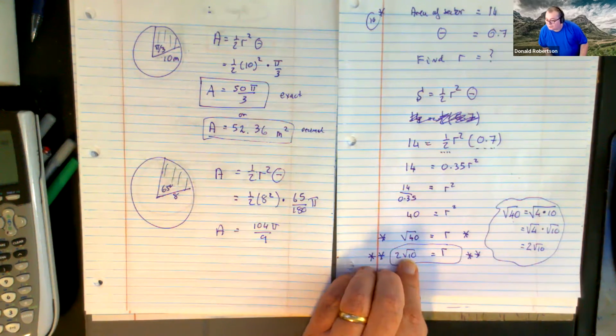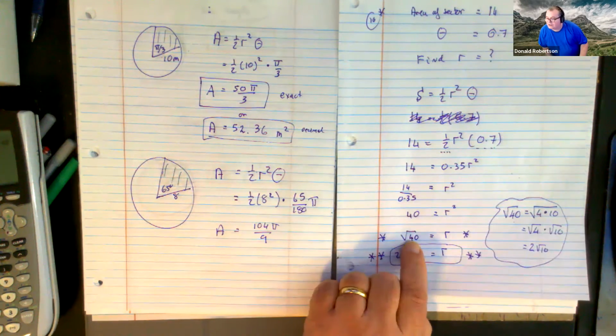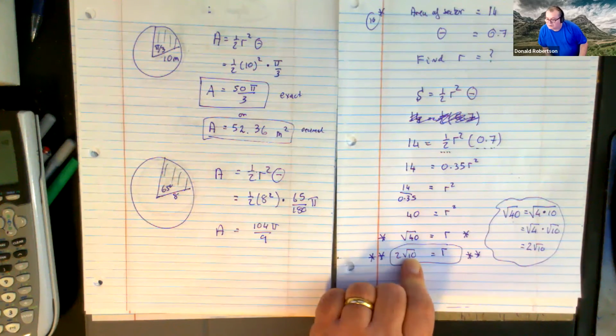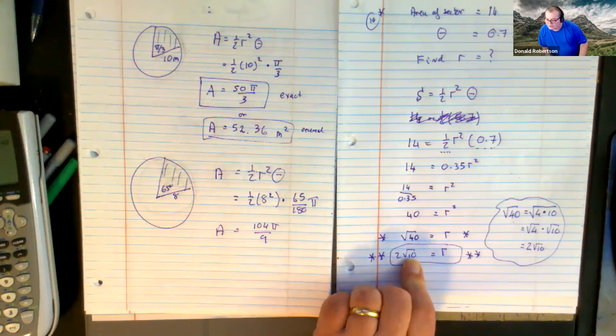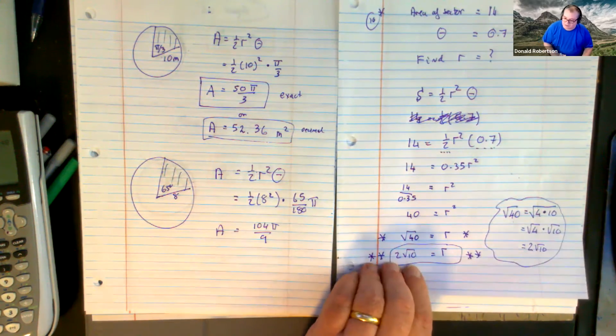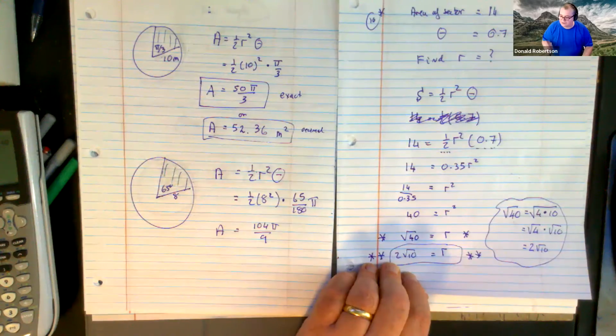Okay. So bear in mind that when you're doing a WebAssign question, if you type in that and it says you're wrong, don't automatically assume that the square root of 40 is wrong. Couldn't it just be that you didn't simplify it? So have a quick check at that before you immediately throw your arms in the air and say, I don't know how to do these questions anymore.